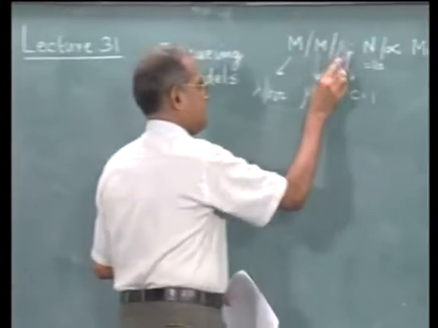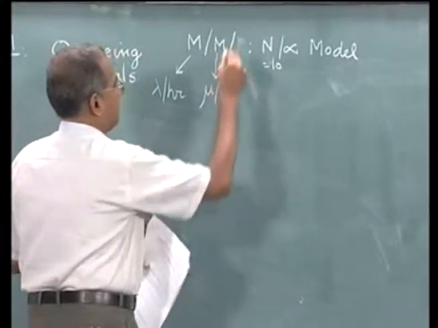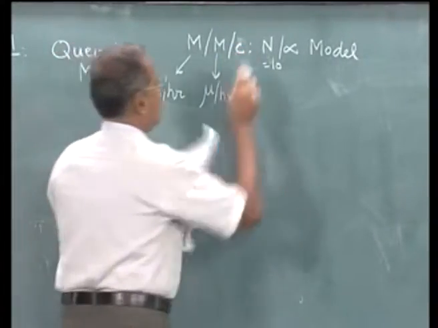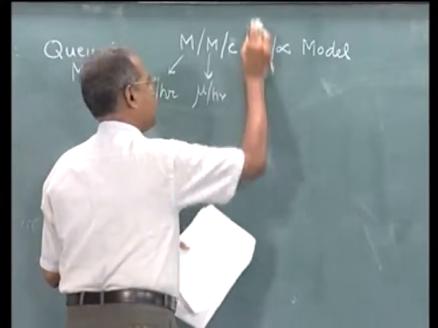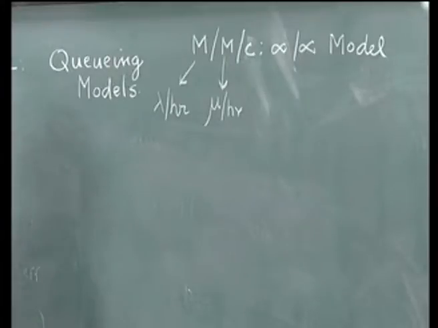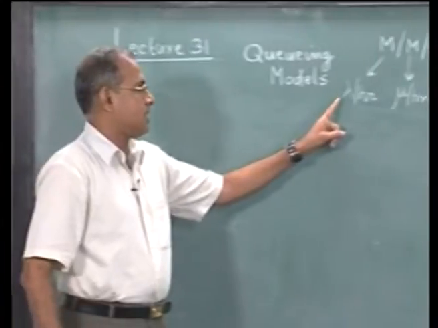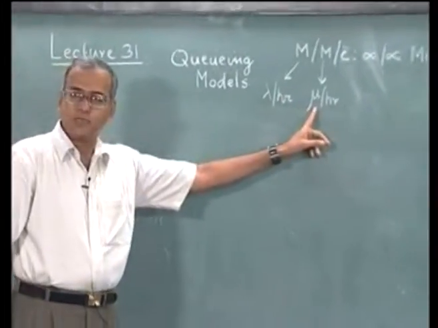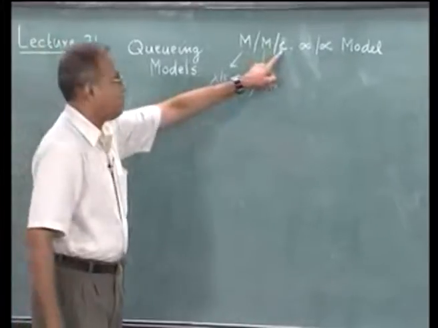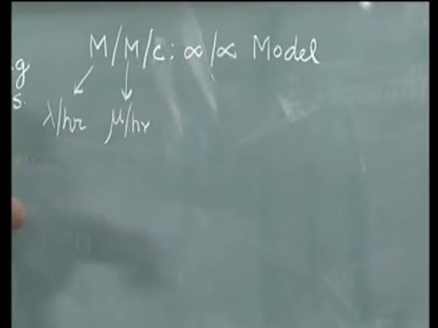The third model is the M/M/C/infinity model, which is a multiple server model. So, we have more than one server. We again look at the Poisson arrival and exponential service. We have more than one server, and we have infinite queue length. So, everybody who comes in will join the line.